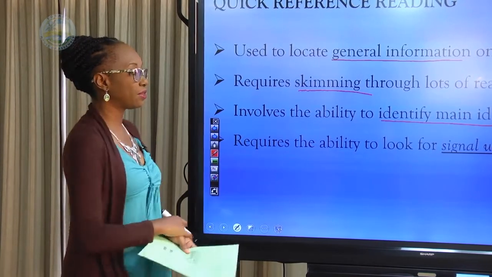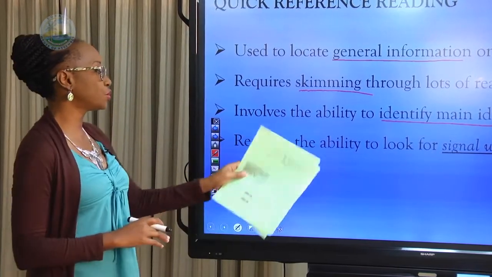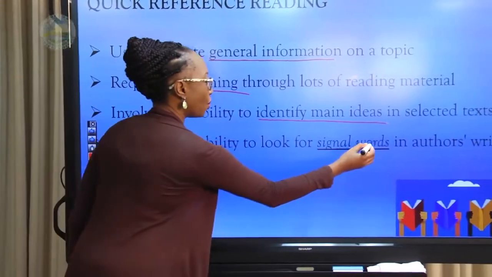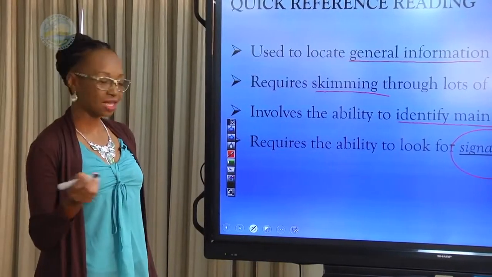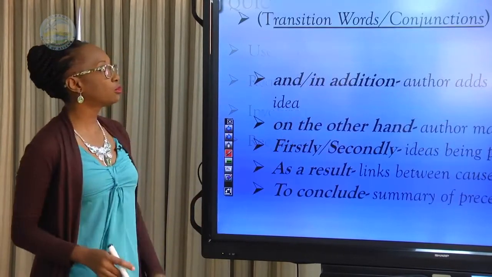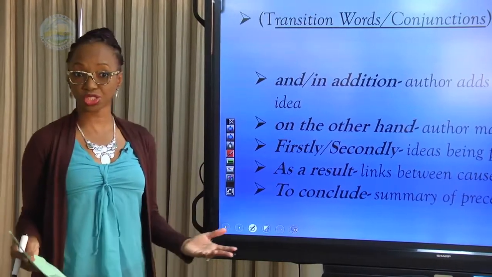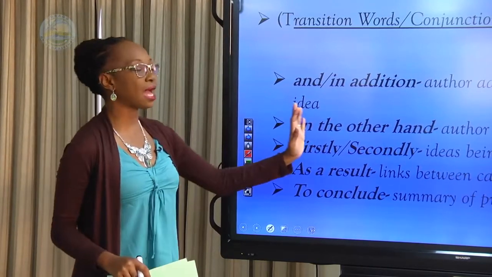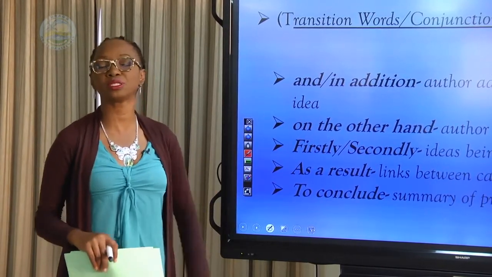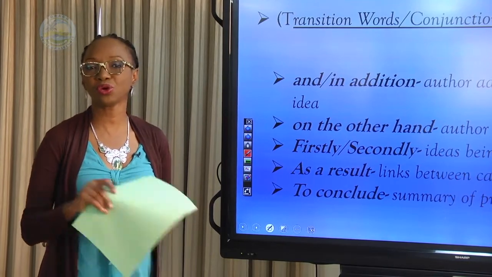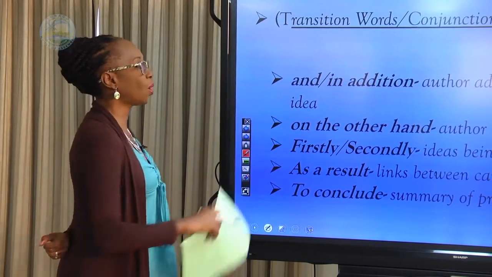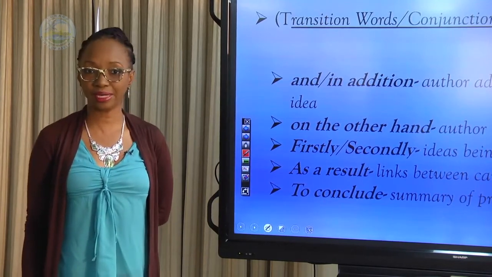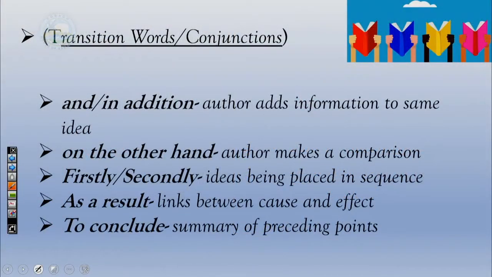You want to identify the main idea. And what helps you to do that is to look out for signal words. Signal words, simply put, would refer to our transition words or conjunctions. These words help guide you in terms of telling you what it is the author is doing. What is the author saying? Let's look at a few examples. When we see the word and or in addition, it really tells us that the author is adding some information to the same idea.